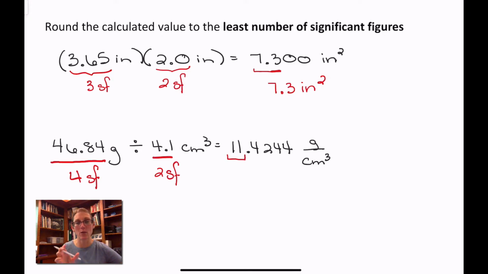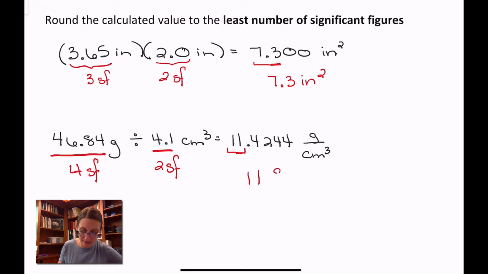I need to round this to the ones place. So I will look at the digit after the ones place. In the tenths place, I have a 4. That means that this number is between 11 and 12, and being 11.4244, it's closer to 11. And so this is going to be 11 grams per cubic centimeter for my final answer once I've rounded to the appropriate number of significant figures.